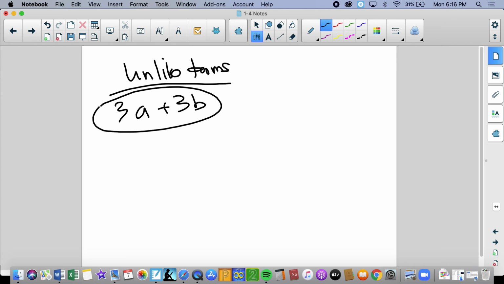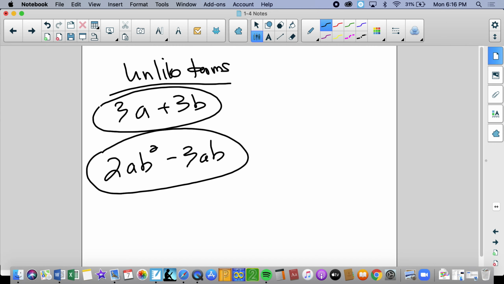And then here's a fun one. When you have 2ab squared minus 3ab, these are unlike terms. They have the same variables, they both have ab. However, this is a to the first, this is a to the first, but this is b to the second and this is b to the first. So those are unlike terms. We cannot combine their coefficients.